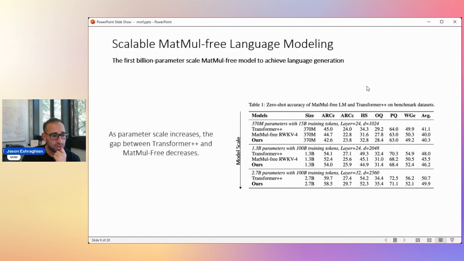I guess as your model scale gets larger, so in the top cluster, we have the 370 million parameter model. On the bottom cluster, we have the 2.7 billion parameter model. We list out the number of training tokens, the number of blocks, and the embedding dimensions. And as the parameter scale increases, as I mentioned before from the scaling law, we're now quantitatively seeing the gap between transformer plus plus and MatMul-free also decreasing.